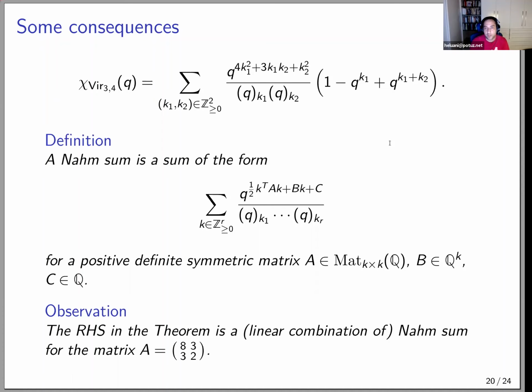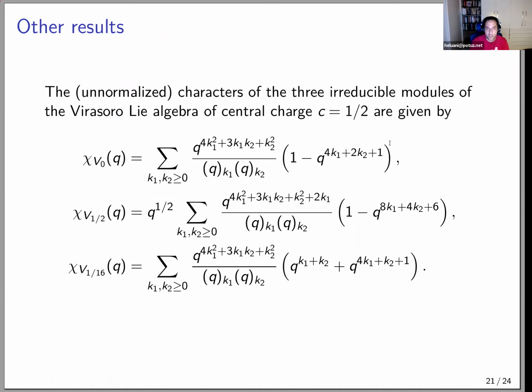That we should probably be looking at linear combinations of NAM sums. Another way of extending our result, well, this is a theorem, not a conjecture, is that the Virasoro algebra at that central charge has 3 representations. I already told you 2 of them, the even part and the odd part of the free fermions. And there's another one that you can get from the twisted fermions, and we also find 2 rank 2 NAM sums, linear combinations of NAM sums for the same matrix.